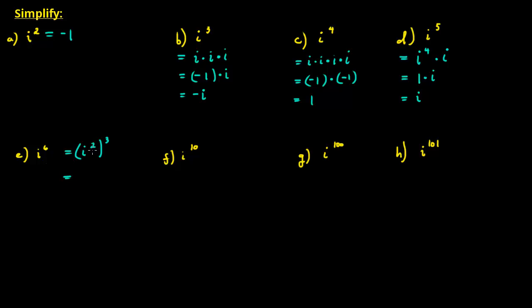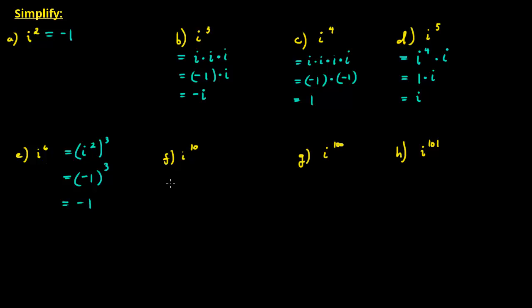But we already know that i squared is just -1. So I've got that this is equal to -1 to the power of 3. Well, anytime I raise -1 to an odd exponent, I get a number that is negative. I get -1. So i to the power of 6 is going to be equal to -1.